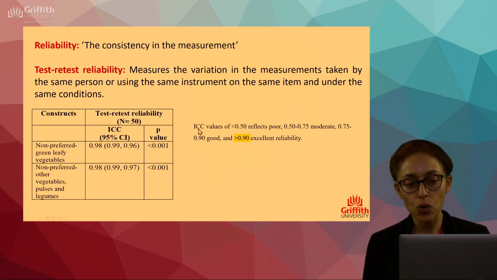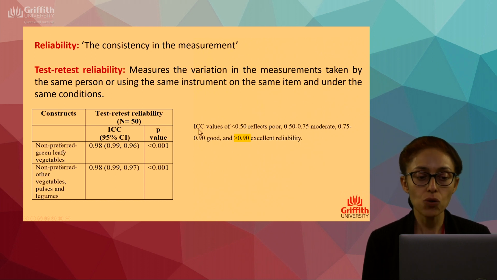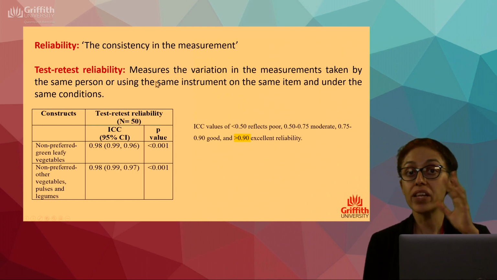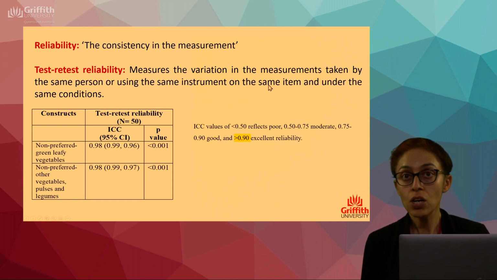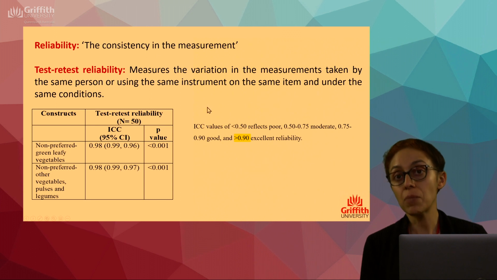It is like Spearman's correlation. All that is statistics, you don't need to know that, but you do need to know the concept of test retest reliability. It is where the definition is, or the explanation is, that measures the variation in the measurement taken by the same person or using the same instrument on the same item and under the same conditions.